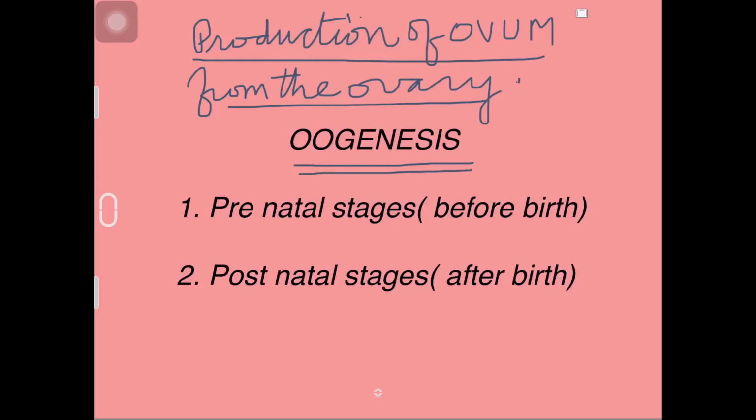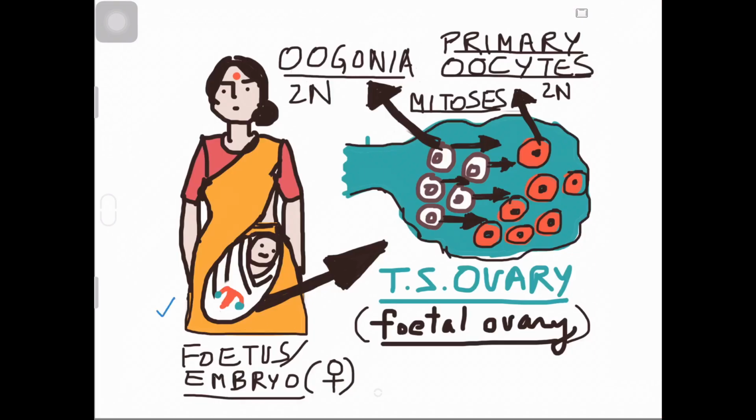This is called oogenesis, and it can be divided into two parts. Firstly, prenatal, that is before birth, changes and stages. Second is the postnatal, that is after birth, stages and changes. The female embryo. Now, does it have an ovary?